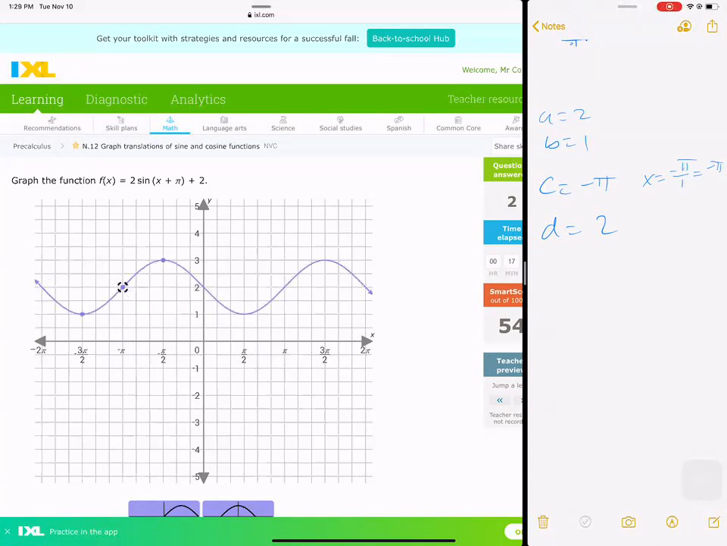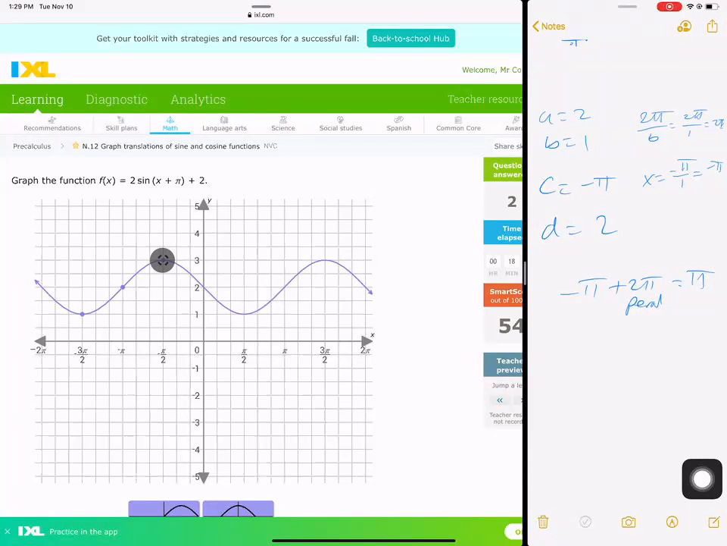Now I need to make sure my period is right. The period is 2 pi over b, which is 2 pi over 1, which is 2 pi. That means I have to start and stop the graph in 2 pi. If I start at -pi and I add 2 pi, that's my period. We end at pi. So I started and stopped here. Looks like I stopped here, right? At pi. It looks all right.